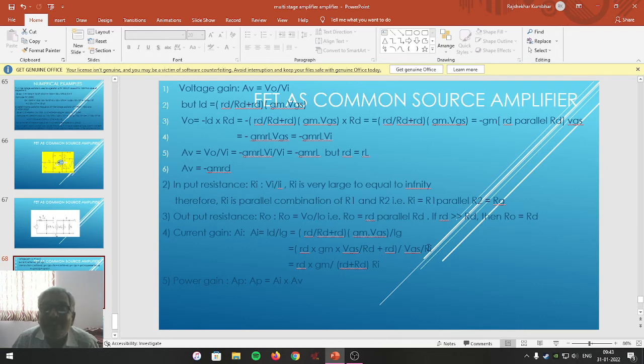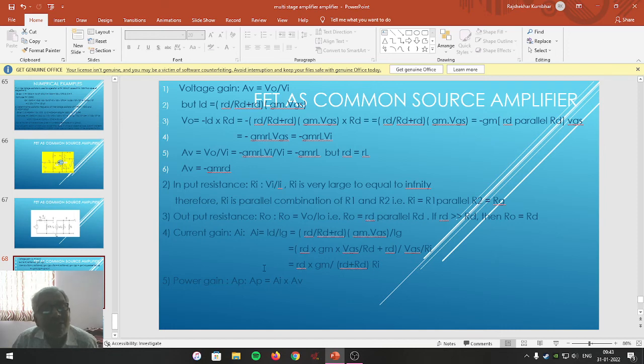Ig is VGS upon Ri, input voltage upon input resistance, which one can write as, VGS will cancel. By cancelling that, we can write rd into gm upon small rd plus capital RD into Ri. So this is the current gain which is being considered as far as the FET as a common source amplifier.